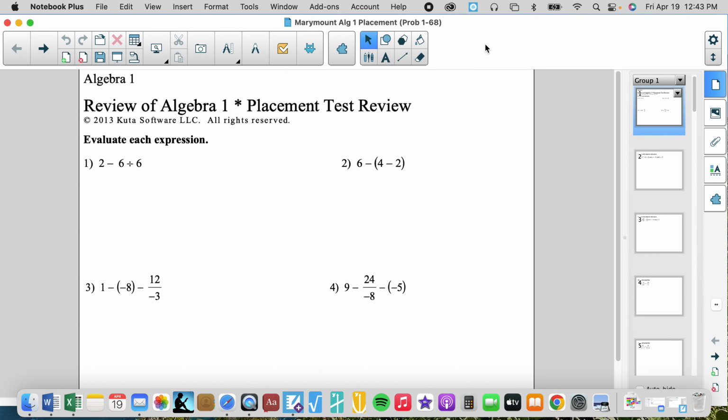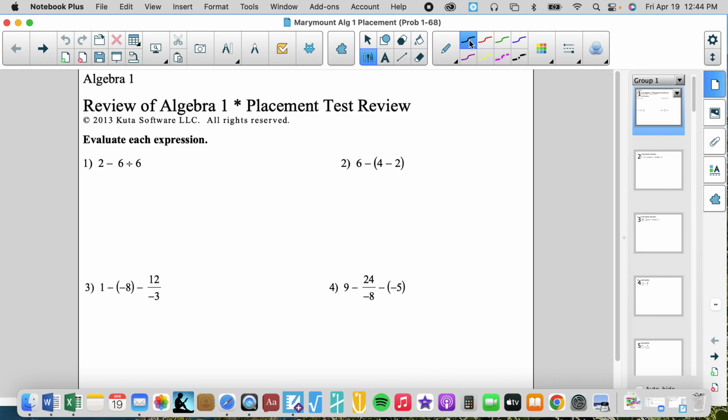Part one of the Marymount Algebra 1 placement test review. There are, how many questions? I think there are 180 questions on this placement. No, 190, sorry. 190 questions. So I'm going to try to do it in the least amount of time, as fast as I can, while still providing education and the ability for you to get things and understand things.